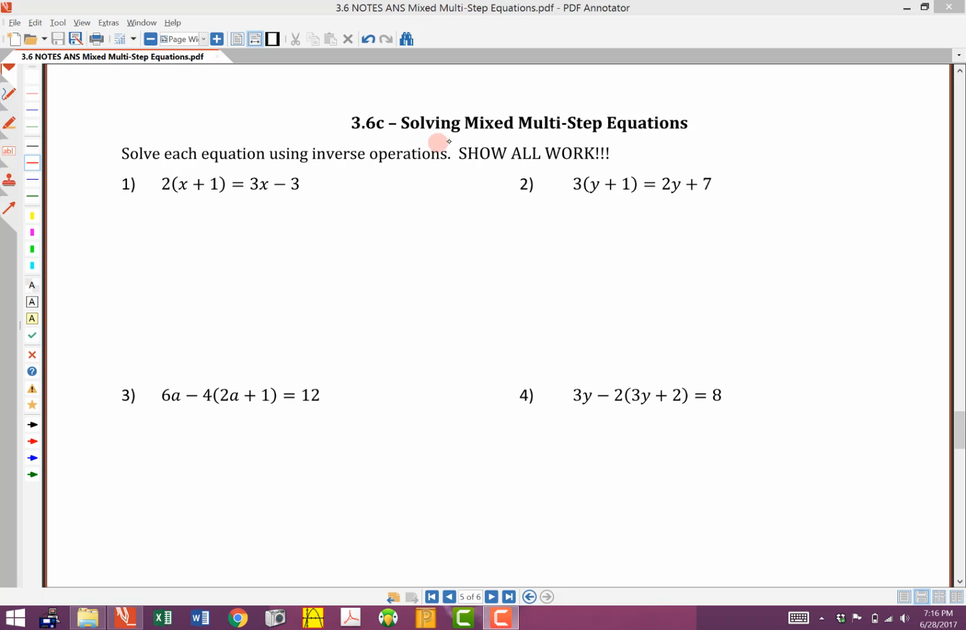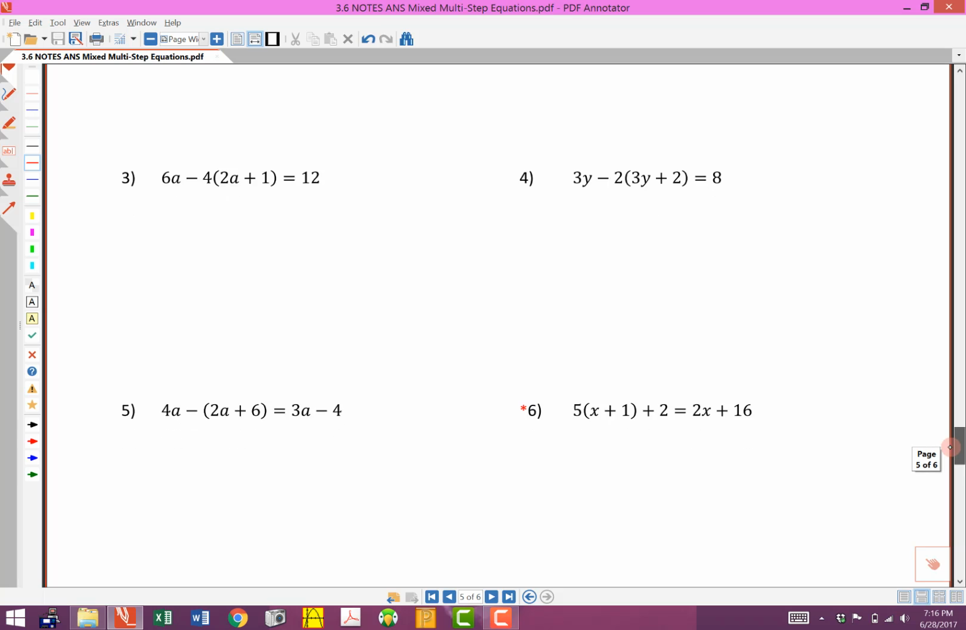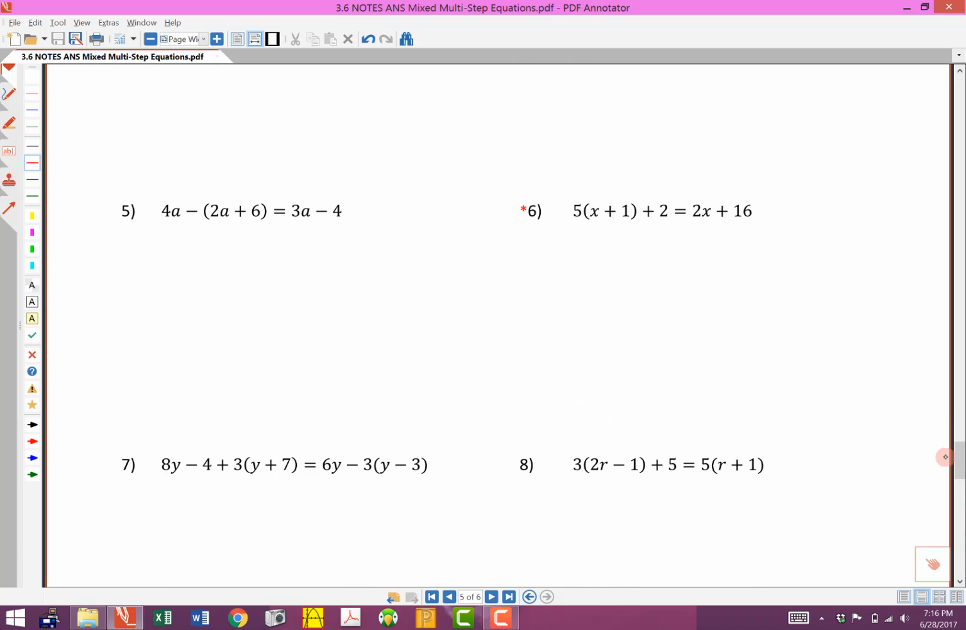Okay, last part of 3.6, just some more mixed multi-step equations. I'm going to run through and do a couple of examples here just so you can kind of see what we're up against. We're going to take a look at number 6. Again, you'll notice that we've got some distributing on this side, nothing to be simplified over here. So let's go ahead and take care of the distributing first.